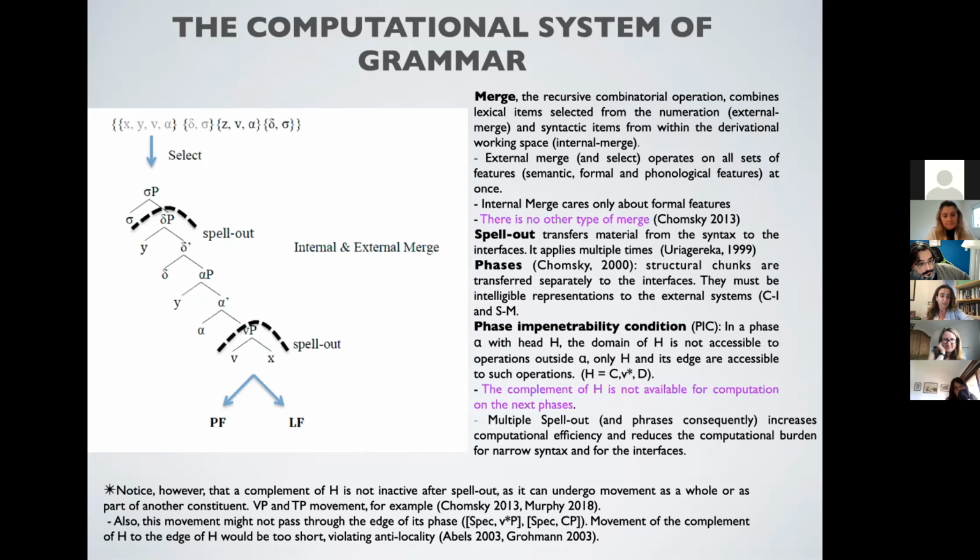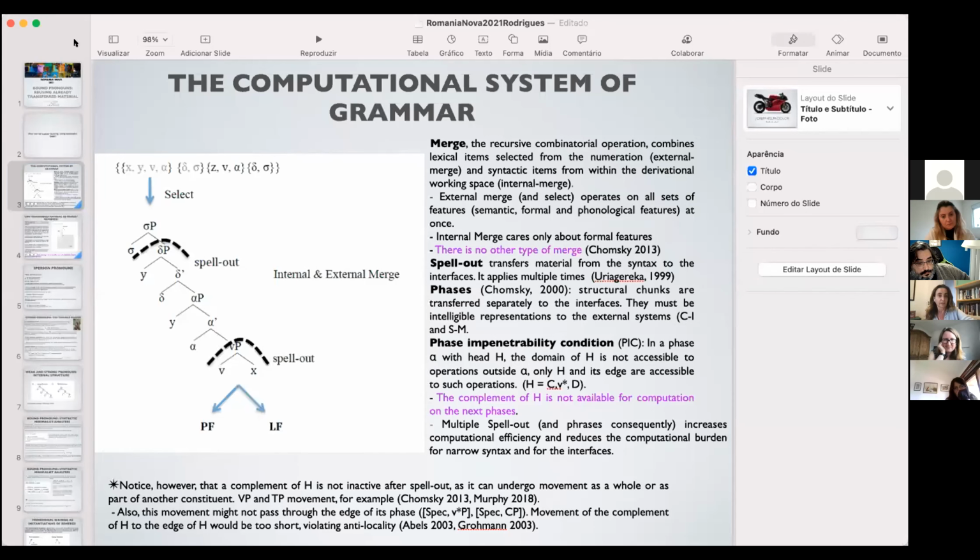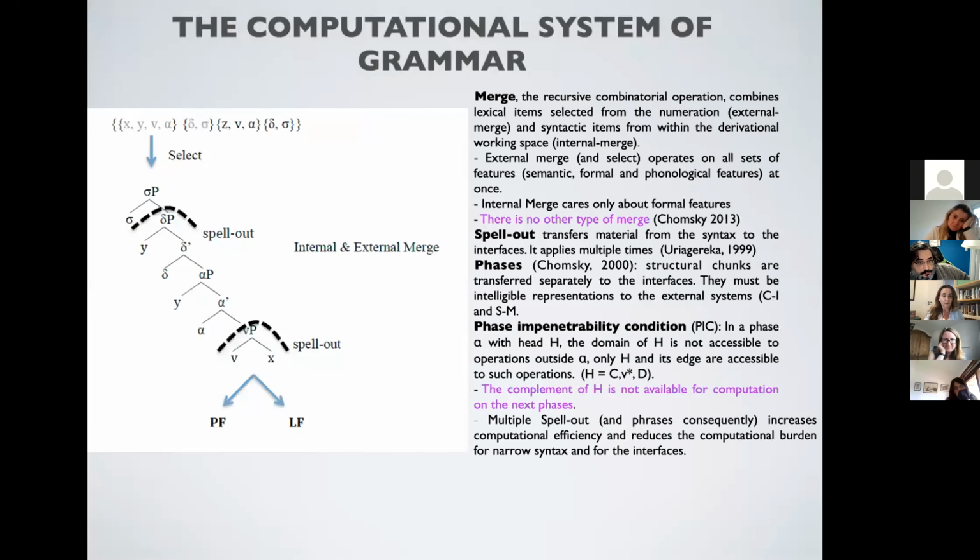Let me see if I can deal with all these things in front of me. I can't. So I have a lot of things here. Hold on, let me just move it here so that I can see what I'm projecting. Otherwise, I get lost in my own presentation. Let me go back here.